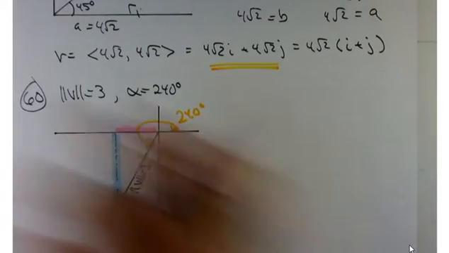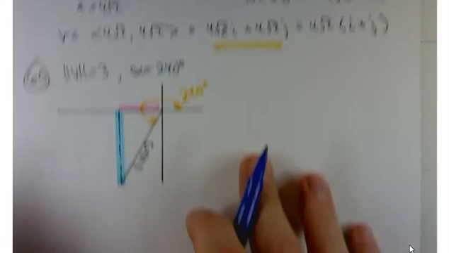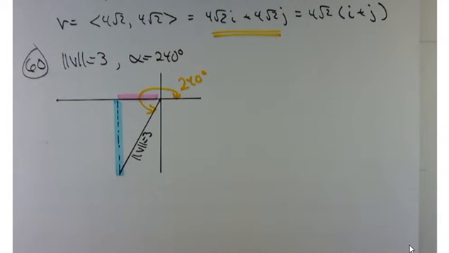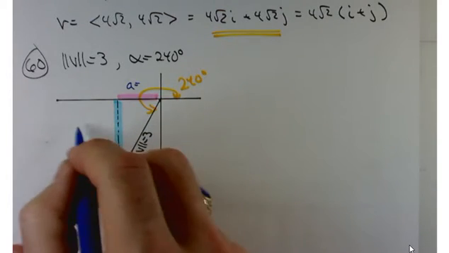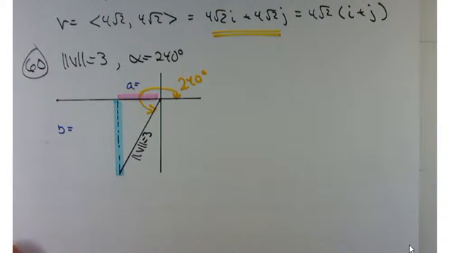So we need to figure out both of these sides. Now you can use the reference angle or you can use the entire angle. It's up to you. Figure out A, the x direction, and B, the y direction. This is just an application of material from section, I think it was 4.1, right triangle trigonometry.